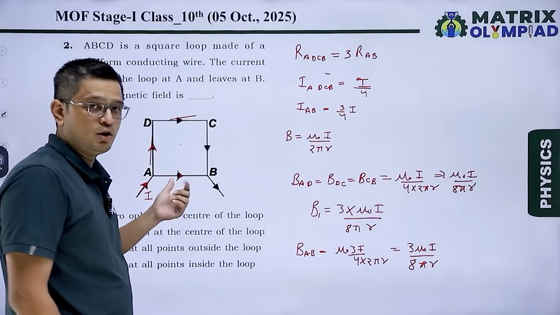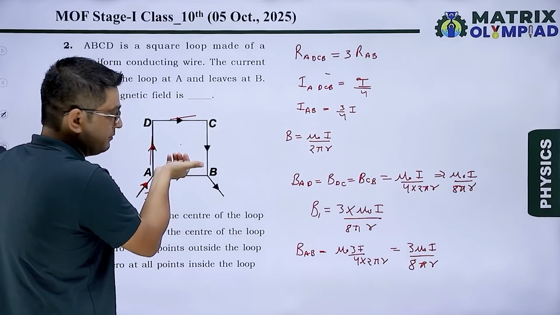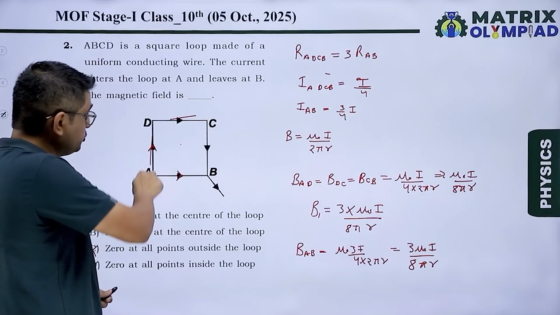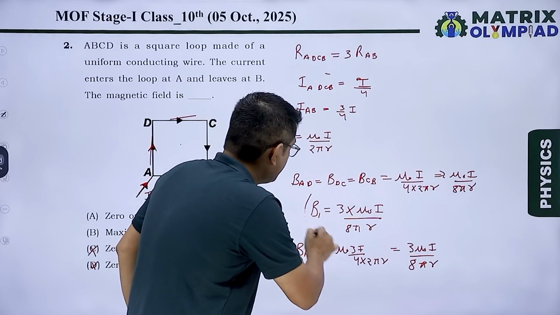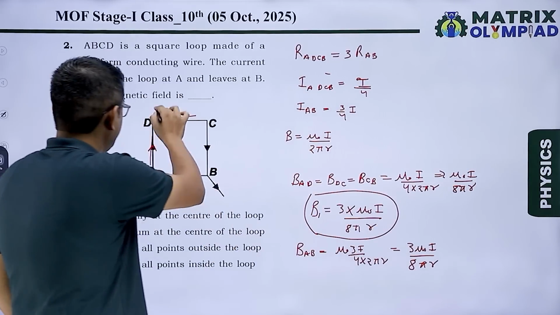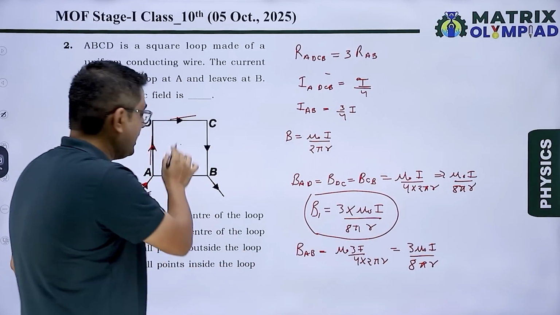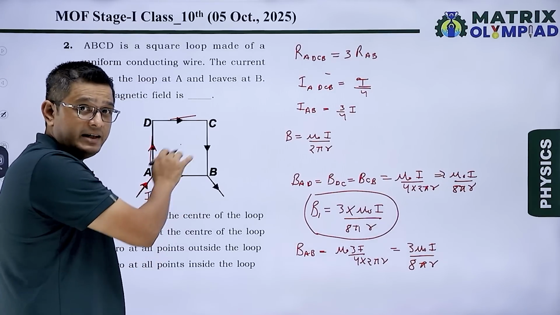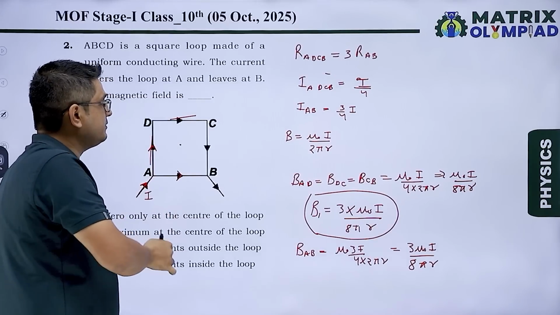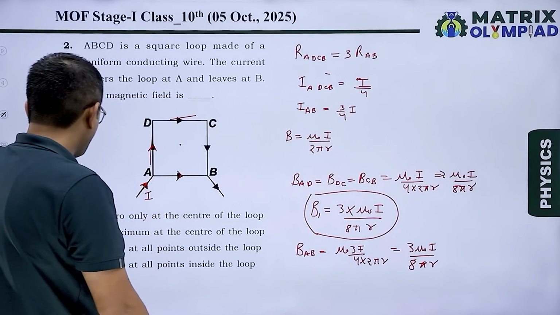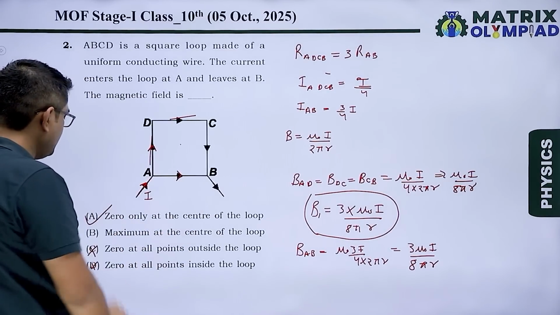Now let us check the direction of magnetic field due to this section. So this is the direction of current, so the direction of magnetic field will be outward, and due to these three sections, the direction of magnetic field is inward, and we can see the magnetic field due to these three sections, AD, DC and CB, and the magnitude of magnetic field due to AB section are equal in magnitude but opposite in direction. So at the center, the net magnetic field will become 0. So our correct answer will be 0 only at the center of loop. So A is our correct answer.